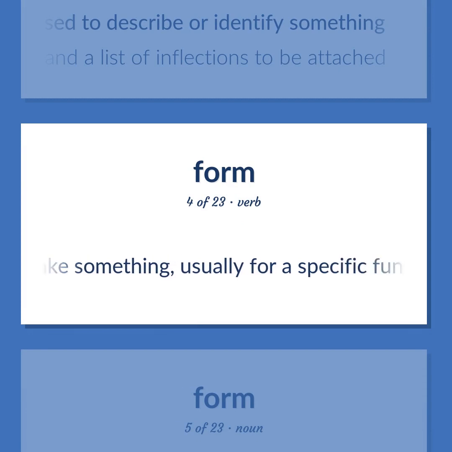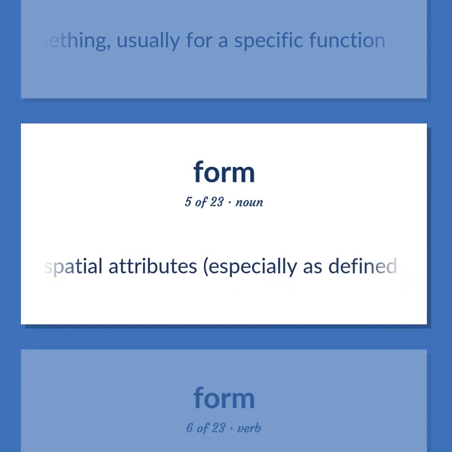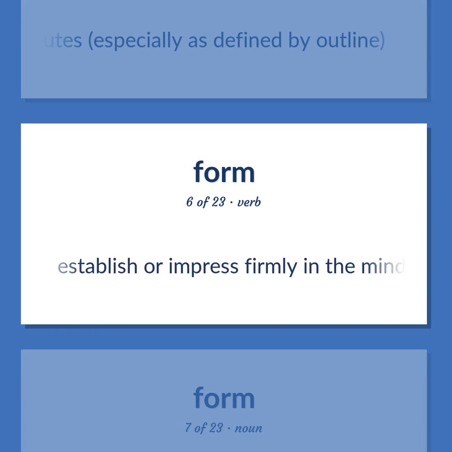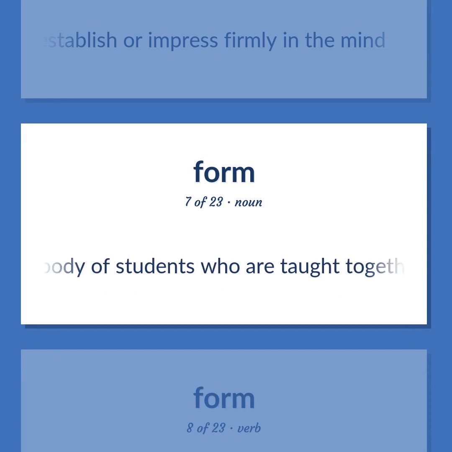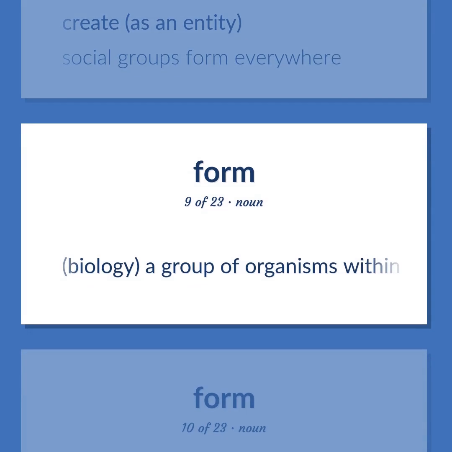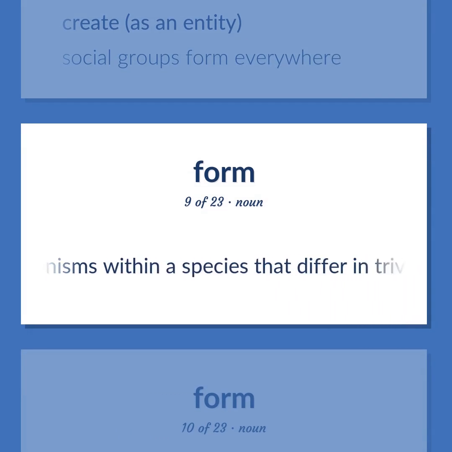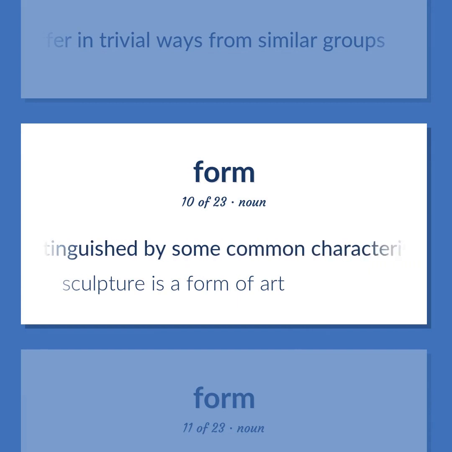Make something, usually for a specific function. Any spatial attributes, especially as defined by outline. Establish or impress firmly in the mind. A body of students who are taught together. Create, as an entity. Social groups form everywhere. Biology. A group of organisms within a species that differ in trivial ways from similar groups. A category of things distinguished by some common characteristic or quality.